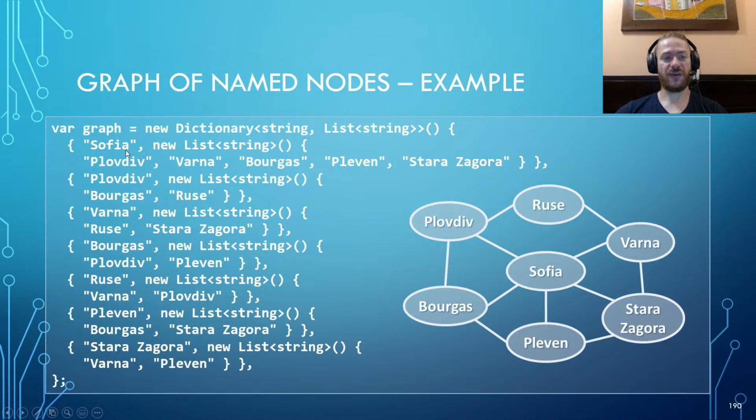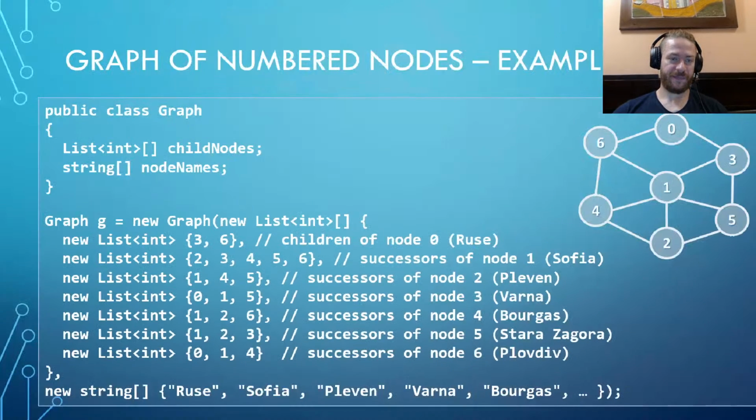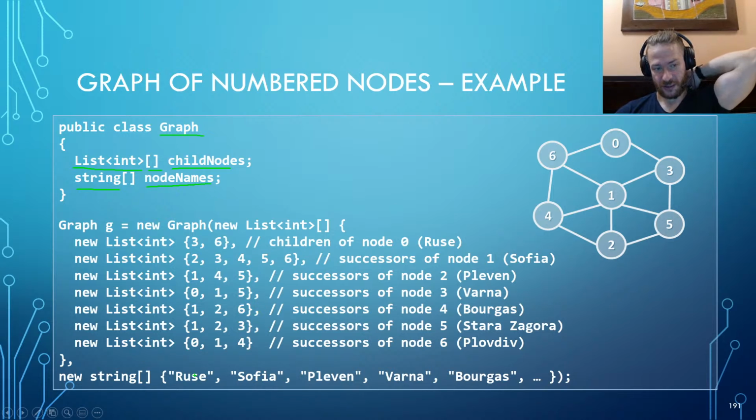This way we know that Sofia is connected to these cities, Plovdiv is connected to these cities, and so on. So this graph is represented in the code like this. If we have numbers, we may say a class graph which has a list of int child nodes and the node names. And we can say the node names are Ruse, Sofia, Pleven, Varna, Burgas, and so on, and then mark them with numbers.